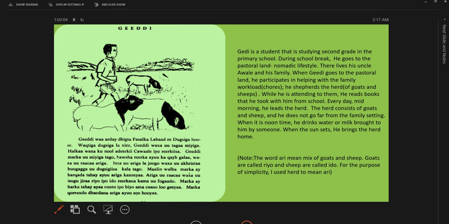So I showed you how phonetics were applied using words. Now I have a paragraph about a boy called Gedi, and I tried to translate it to the best of my ability. So Gedi is a young man who is on school holiday and went to the nomadic lifestyle of his uncle Awale, inshallah. So this is his routine.